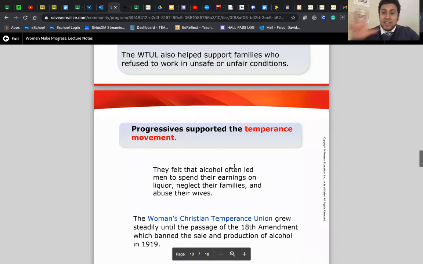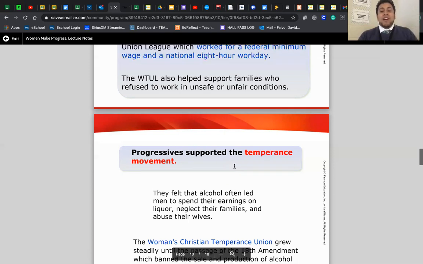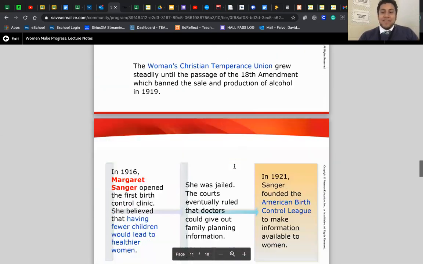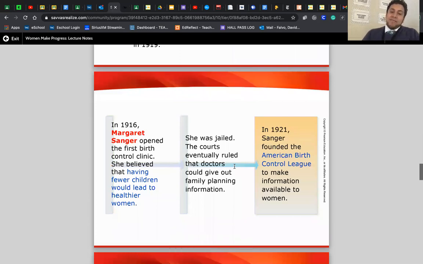So again, progressives supported the temperance movement. They felt alcohol often led the men to spend their earnings. So the women worked all those hours, then they have to give the money to the men. And what are they spending it on? Alcohol and liquor. So they neglect their families and abuse their lives. So they wanted to get alcohol out of society. The Women's Christian Temperance Union grew steadily until the passage of the 18th Amendment, which banned the sale and production of alcohol in 1919. And we'll talk a little bit about prohibition later on.